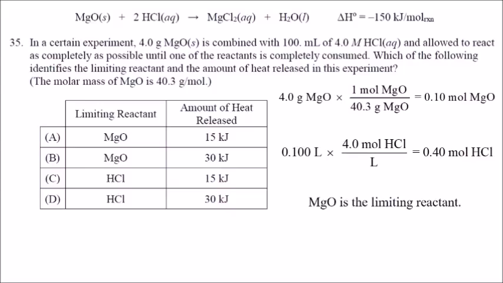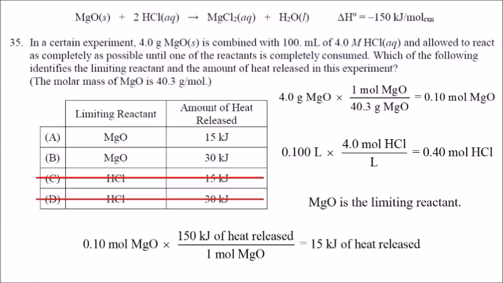Since the magnesium oxide is the limiting reactant, the answer is either A or B. And if 150 kilojoules of heat is produced for every 1 mole of MgO that reacts, that means that 15 kilojoules of heat is released when 0.1 moles of MgO reacts. The correct answer for 35 is A.